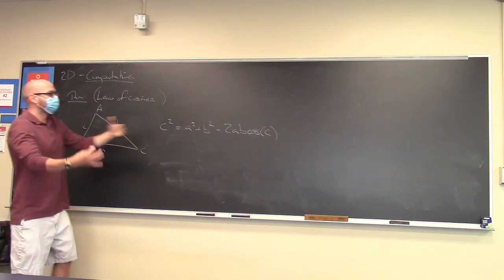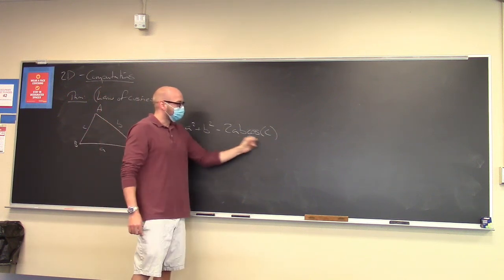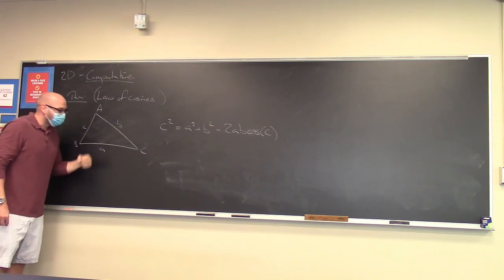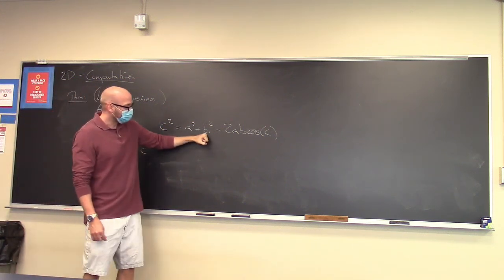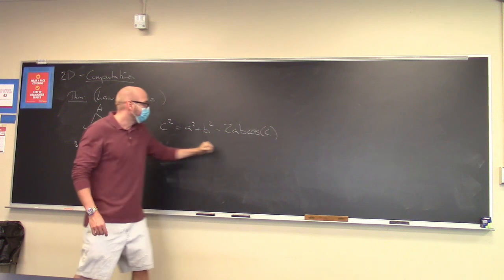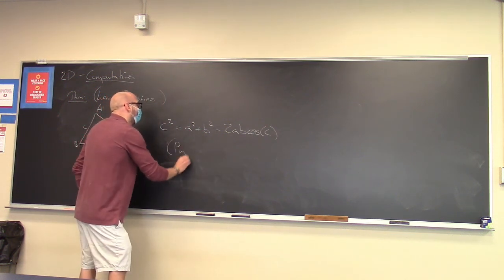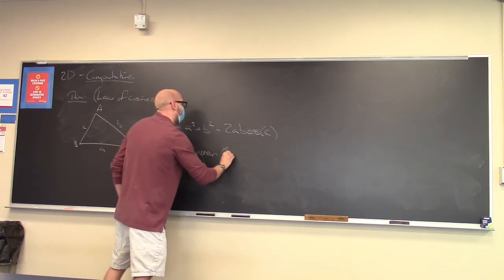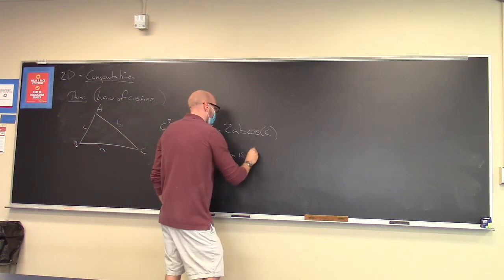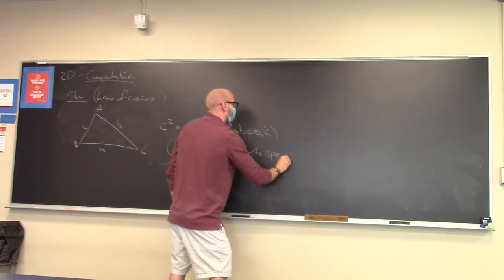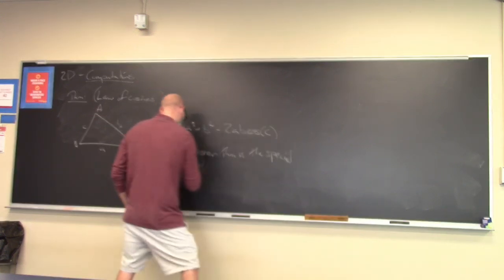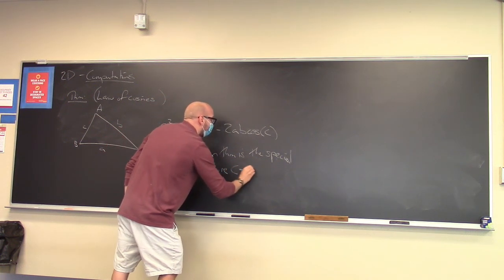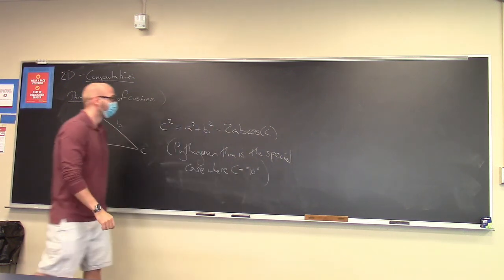This is the more general version, and I always think of this as being a correcting factor, right? If you're not a right triangle, then you don't quite have the Pythagorean theorem, you have almost the Pythagorean theorem with this extra correcting term on the end. So we'll just point out that the Pythagorean theorem is the special case where C is 90 degrees.